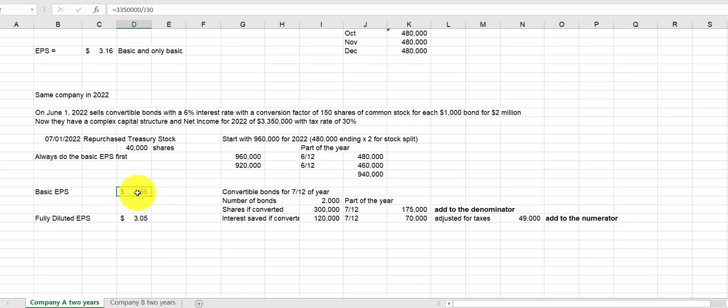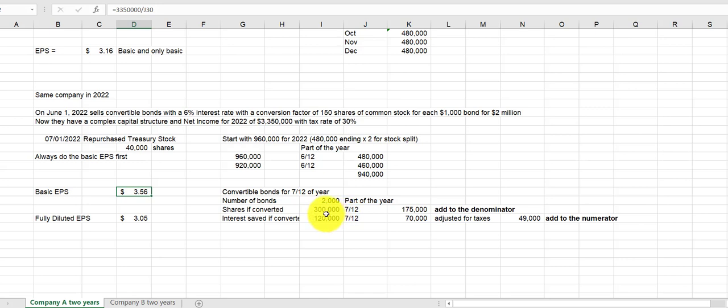But unlike year one, we have a dilutive security. We have something that could result in new shares being issued. So we have to look at these convertible bonds. They were available for 7/12 of the year. Okay? So we said that there was 2,000 bonds.